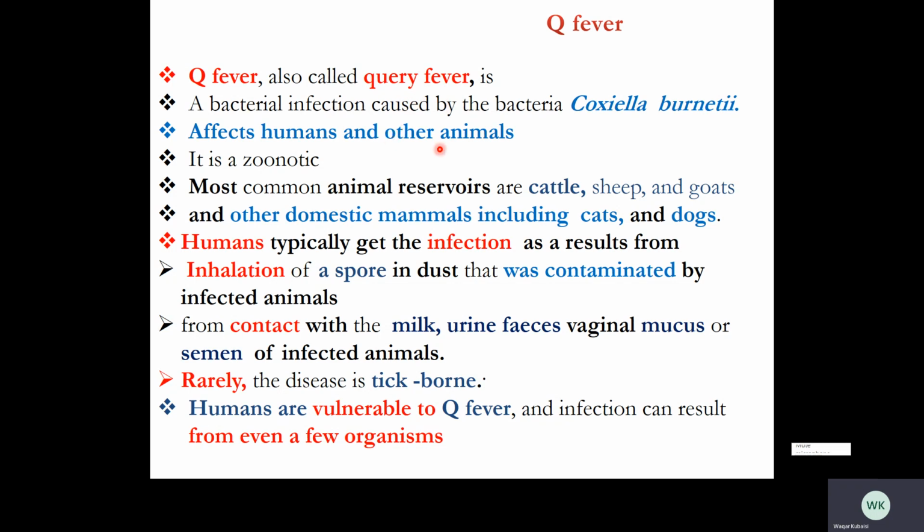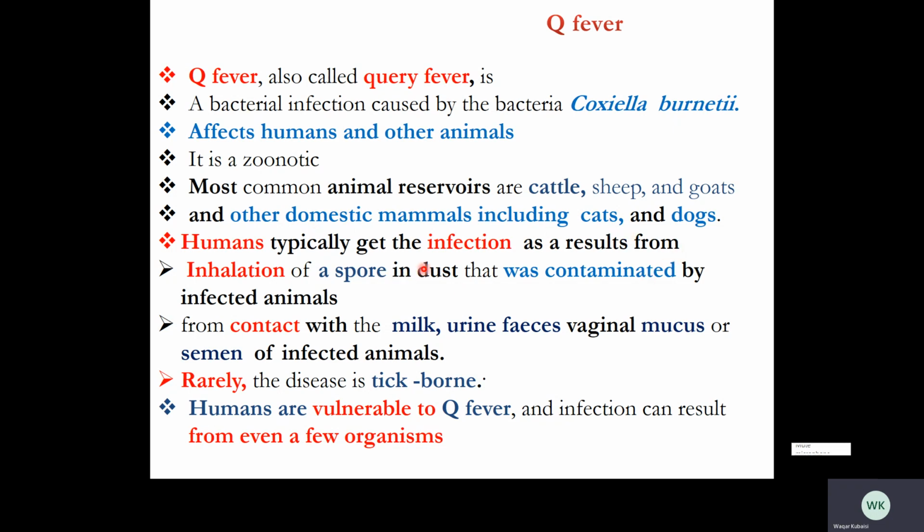It's a bacterial infection, of course, caused by the bacteria Coxiella burnetii. It affects humans and other animals, so it is a zoonotic disease. The most common animal reservoirs for this disease are cattle, sheep, goats, and other domestic mammals, just like cat and dog.